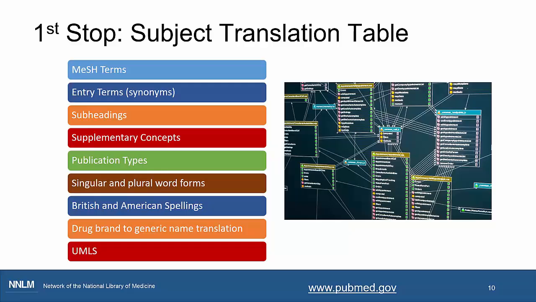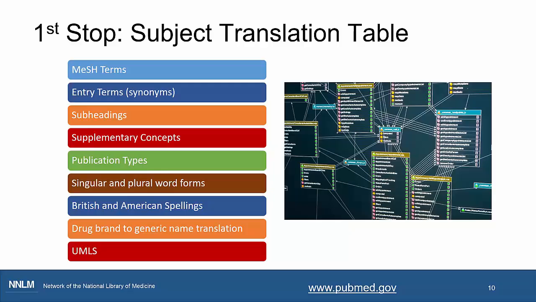All right, so we mentioned this is where terms get mapped to MeSH, but this table actually contains more than MeSH terms. It contains everything that's on the left side of the slide. PubMed is going to look in those 9 places to try to find a match for your terms during this first stop. And this is the answer to number 2 on your handout, and I'm going to display this slide for a bit while I'm talking so you can copy these down if you want to.